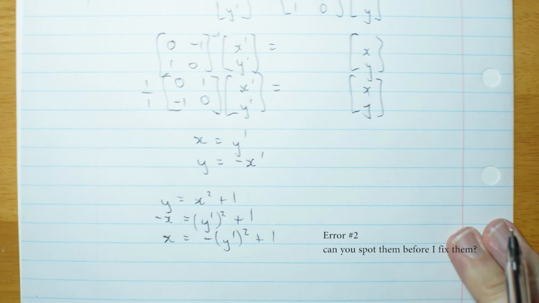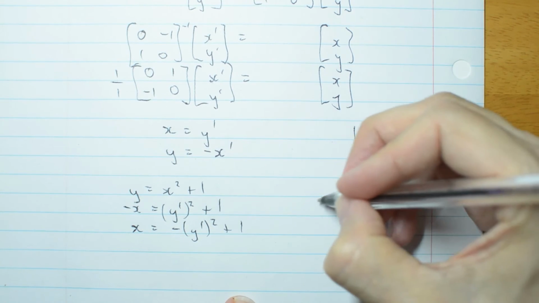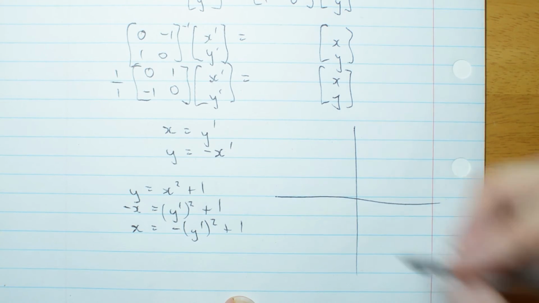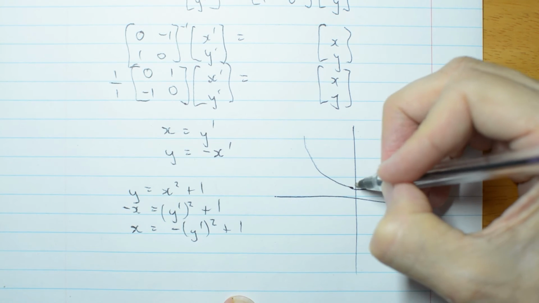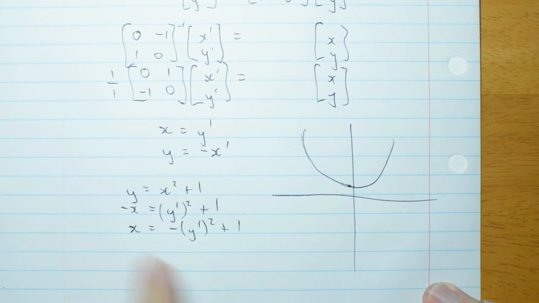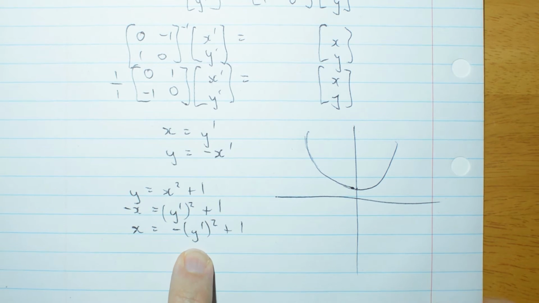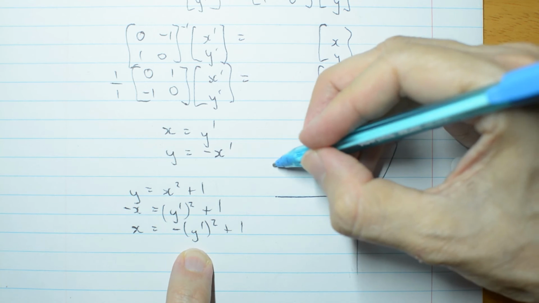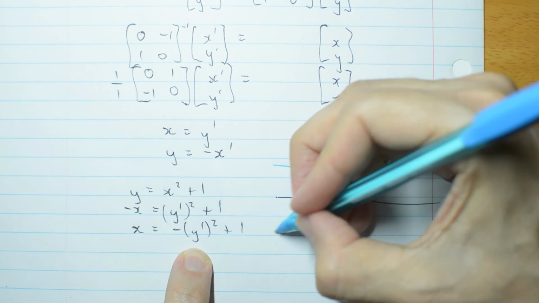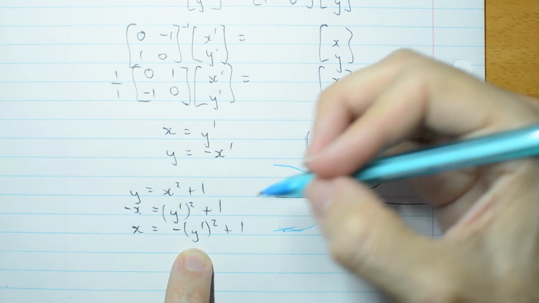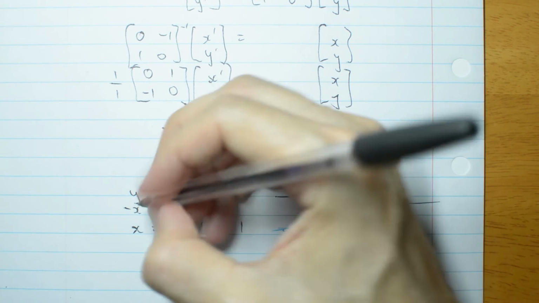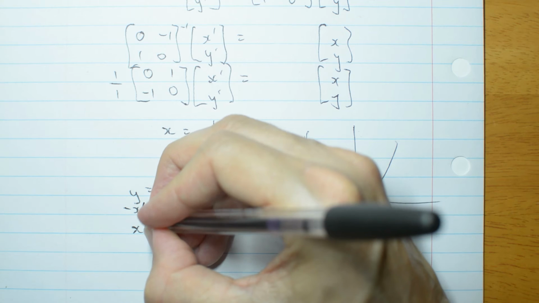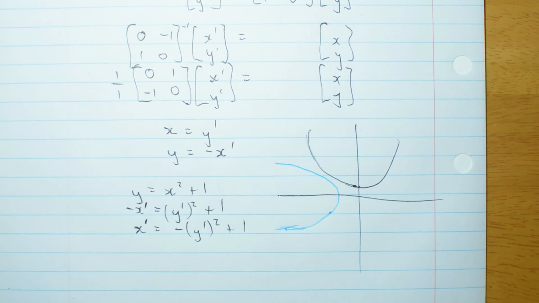What is this curve? Well, my original curve, y is x squared plus 1, is this parabola up here. This one says x is, it's a parabola in y squared, but it's negative. So it's actually this parabola here. Except, of course, I forgot to put my dashes in: minus x', x'. Hopefully you spotted that error.